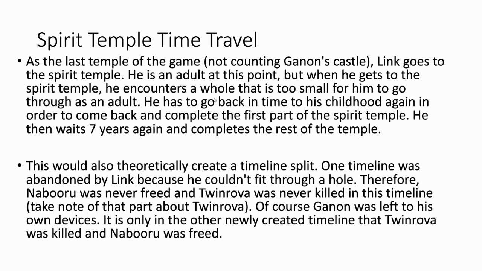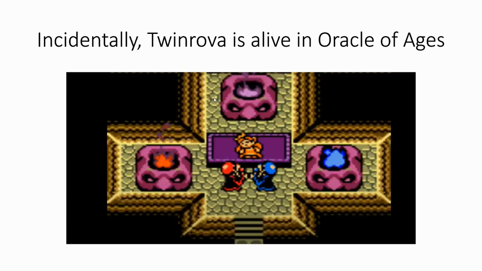Like I said, keep in mind that in timelines 1 and 2, Twinrova was never killed. And I call those downfall timelines because those were abandoned. The reason I emphasize Twinrova not being killed is because in Oracle of Ages, which takes place in the downfall timeline, we actually see Twinrova. So funny enough, that part of the theory actually aligns. We actually see Twinrova alive in the downfall timeline.